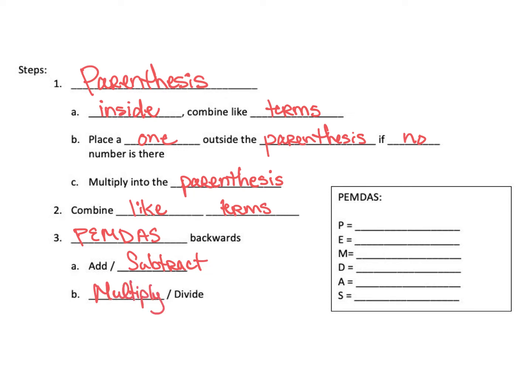So remember, PEMDAS is parentheses, exponents, multiplication, so multiply, D is divide, A is adding, and S is subtract. Remember, multiplication and division and addition and subtraction are always on the same level. So when we're solving equations, we're going to do PEMDAS backwards. We're going to start with addition and subtraction and then go to multiplication and division.